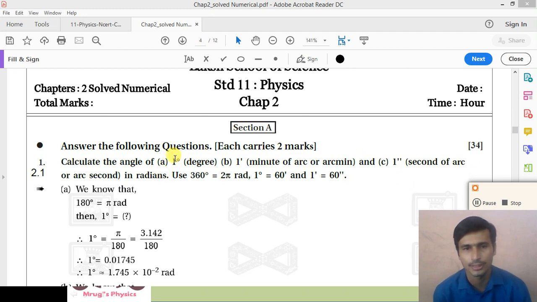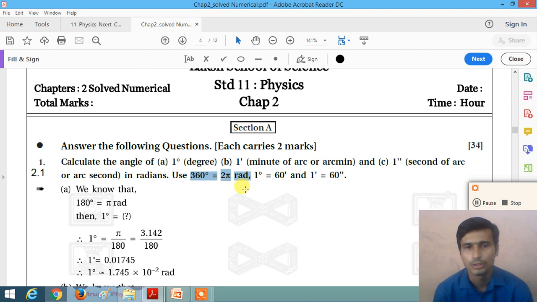So here dear student, how can we convert degree into radian, minute into radian, and second into radian? Use 360 degrees is equal to 2 pi radian, 1 degree is equal to 60 minutes, and 1 minute is equal to 60 seconds. You know that 360 degree is equal to 2 pi radian, 1 degree is equal to 60 minutes, and 1 minute is equal to 60 seconds.